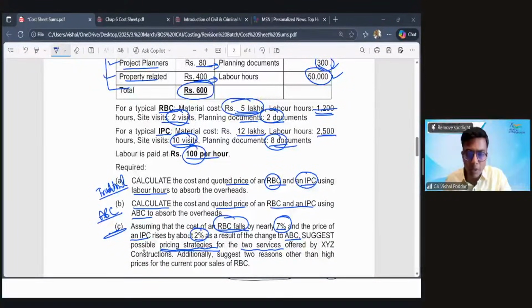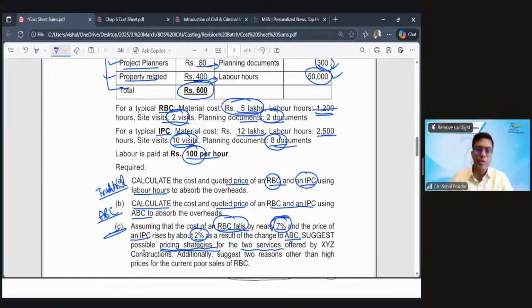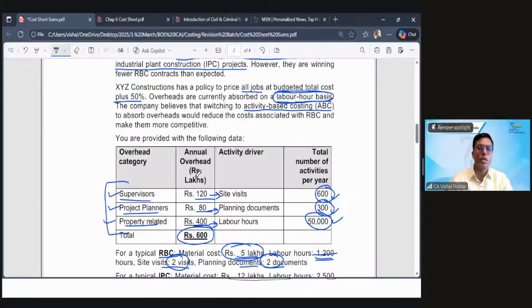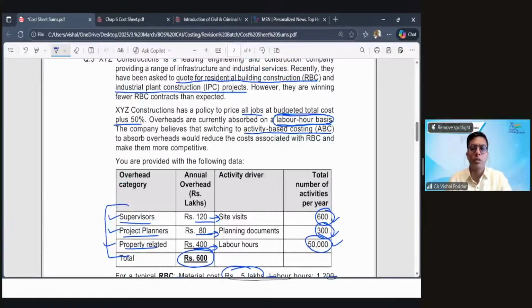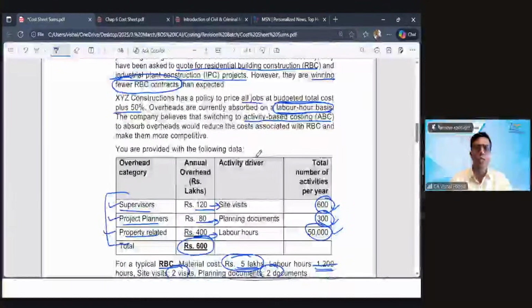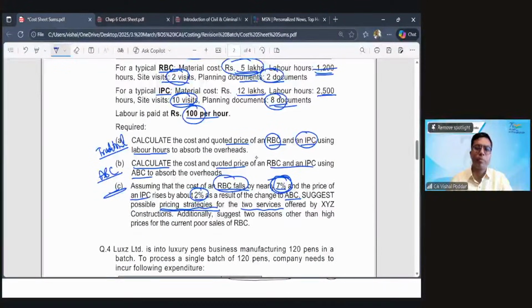Now in case of RBC, the cost is reducing. And anyways, if you see the data, a sentence was given over here that till now, the company is winning only fewer RBC contracts than it expects. Now, since the company is winning fewer RBC contracts, hence, I think we should suggest, because anyways, cost is also reducing, penetration pricing for this project. That is quoting a lower price.